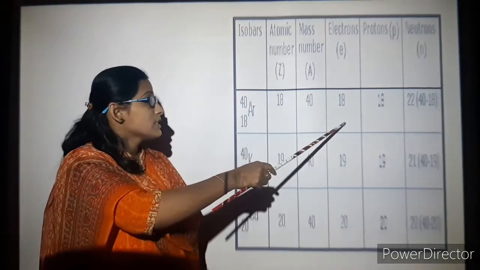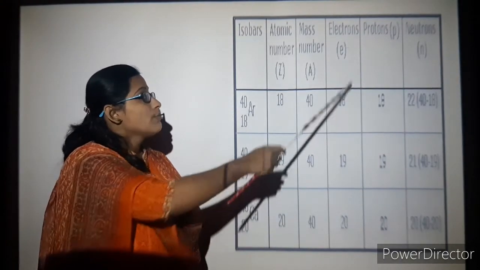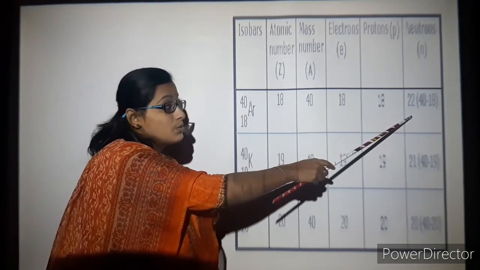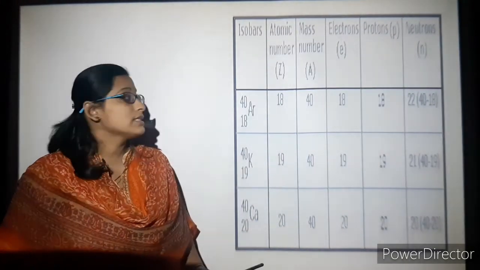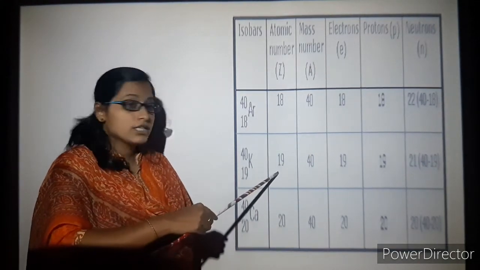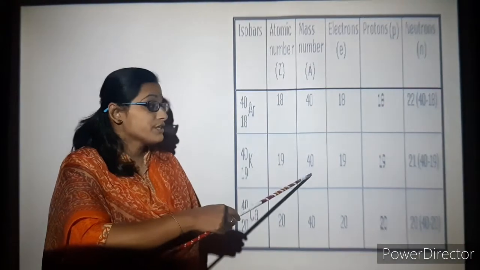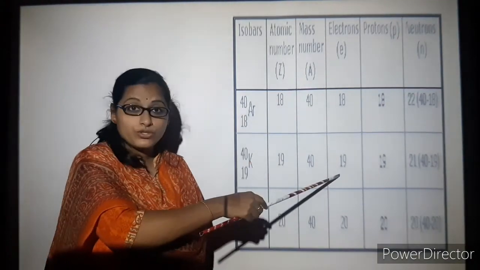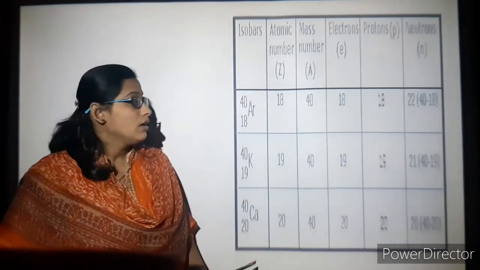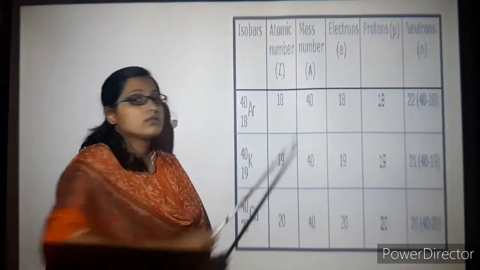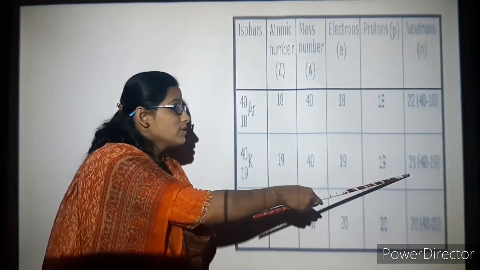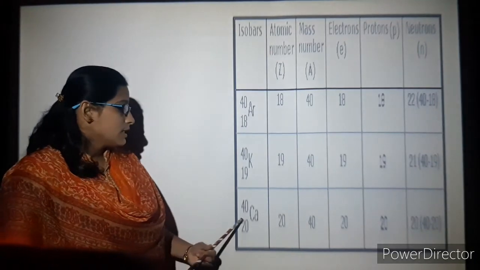Electrons present in argon are 18 and protons are 18, and neutrons present are 22. For potassium, the atomic number is 19, the mass number is 40, electrons and protons remain the same at 19, and neutrons are 21. How is it 21? It is the total mass number, 40 minus 19, which is 21.